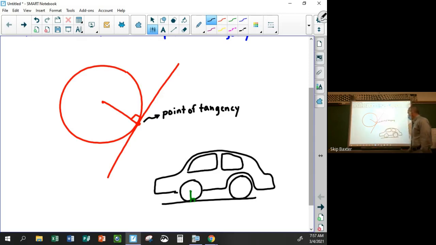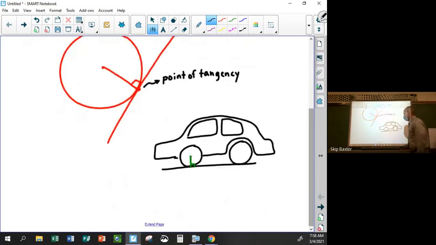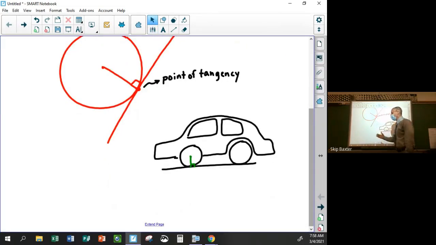I don't know which end is the front and which end is the back. Does it really matter? No.